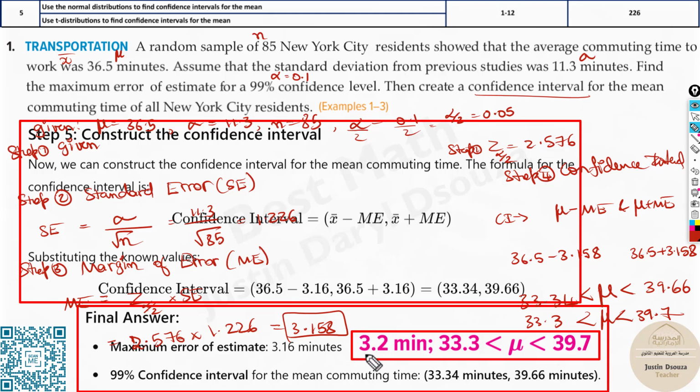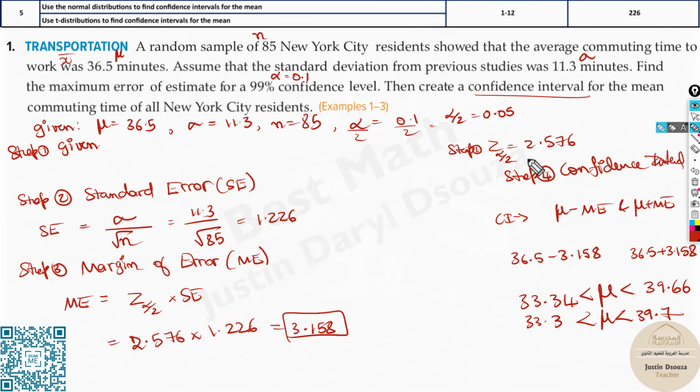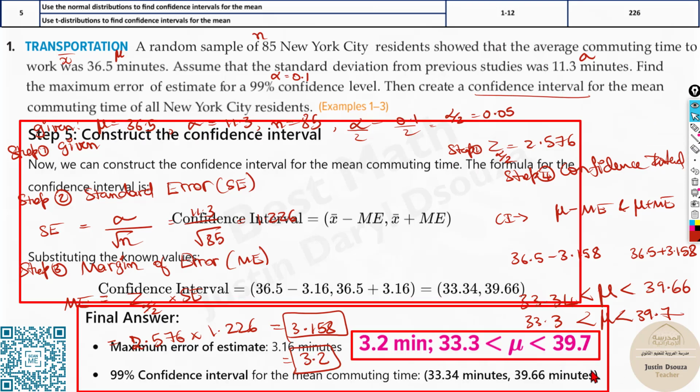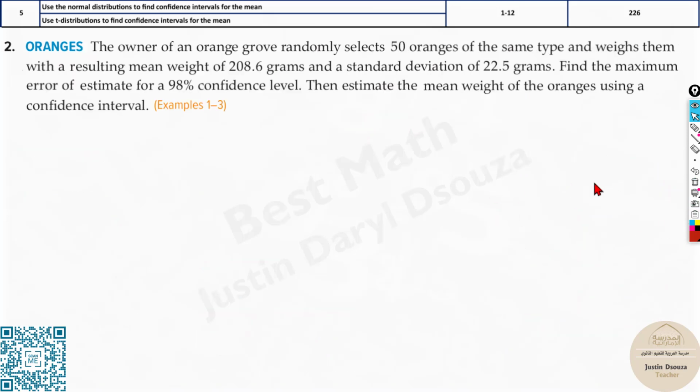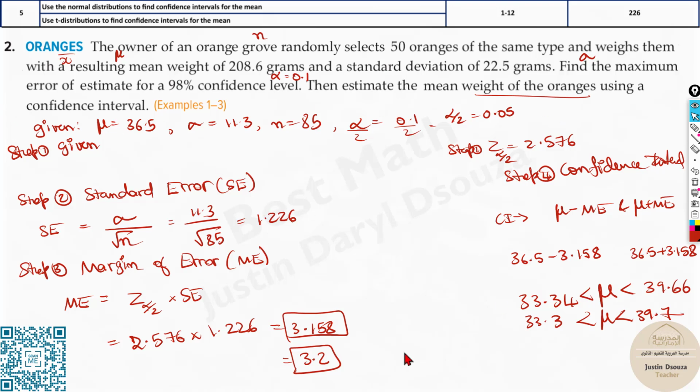Now, what is this 3.2? That is the margin of error. That was step 3. Look over here, the margin of error. If you round it off, it will be 3.2. So we have to write the margin of error and the confidence interval. That's it. Those will be the answers. You do nothing else. If you just follow the steps which I have written over here, that is more than enough. You will get full marks.